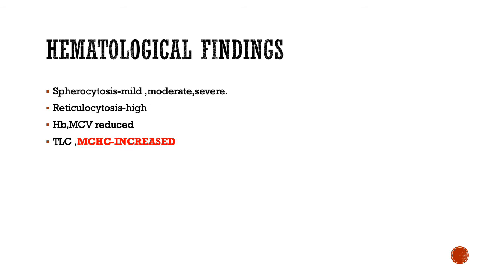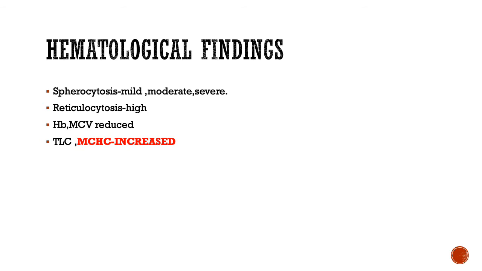There are two types of crisis which can be seen in hereditary spherocytosis. One is hemolytic crisis and the other is hypoplastic or aplastic crisis. Okay, aplastic crisis is mainly precipitated by parvovirus B19 infection. Okay, hematological findings: in the peripheral smear you see spherocytosis, and it can be mild, moderate, or severe. Reticulocytes are nothing but premature RBCs released into the circulation because of the increased marrow erythroid hyperplasia.